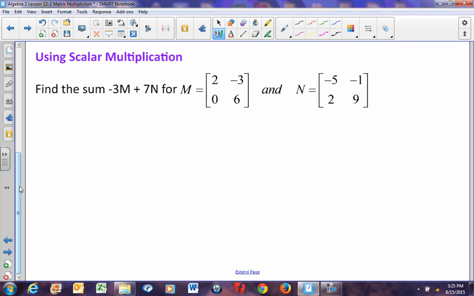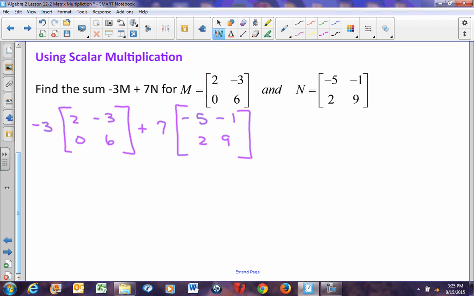So let's do this. I'm going to take -3 and multiply it by 2, -3, 0, and 6. And I'm going to add 7 multiplied by -5, -1, 2, 9. So that is literally what I am doing. If I multiply my corresponding elements, I'm going to have -6, 9, 0, -18. And I'm going to add that to -35, -7, 14, and 63.